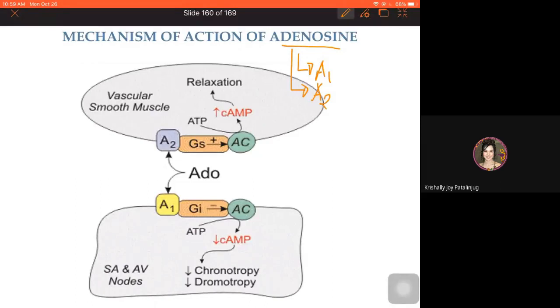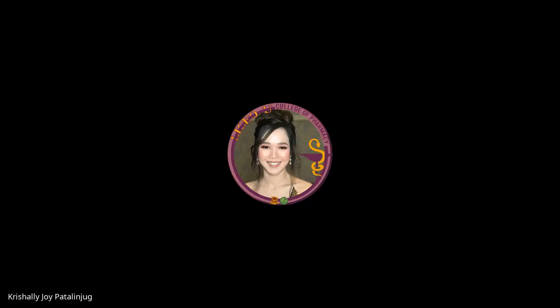Si adenosine 1 receptors, these are found in the cardiac tissues, in the cardiac cells, cardiac myocytes, like in the sinoatrial node or in the atrioventricular node. While ang adenosine 2 receptor, these are found in the blood vessels. Okay, now let's explain molecularly paano ang mechanism of action of adenosine sa blood vessels first.